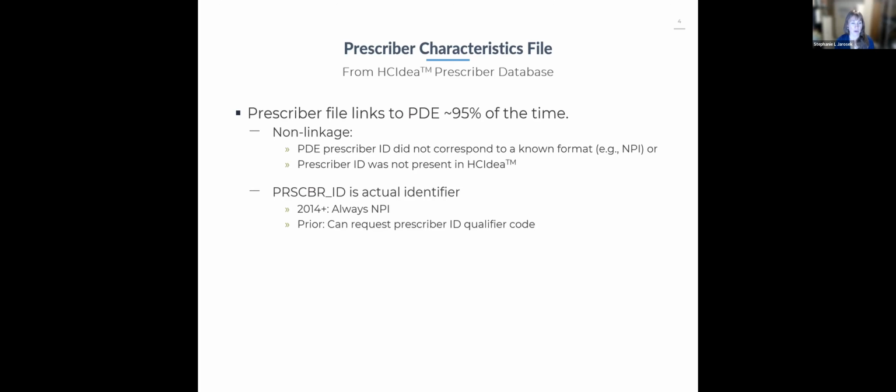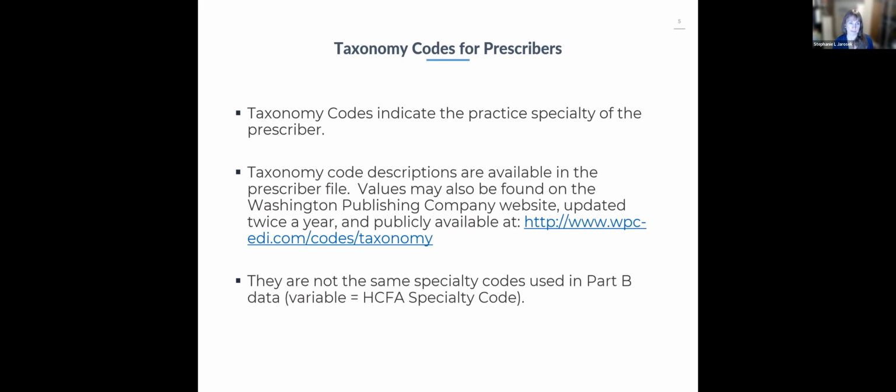After 2014, we always have NPI. Before 2014, it could have been a DEA number or a UPIN, different types of provider numbers. With 2013 data and before, you could request a prescriber ID qualifier code, which would tell you what kind of identifier it was. So then you would be able to flag the NPIs. It was still, I think, mostly NPI, but you could have some others. And after 2014, it's universally NPI.